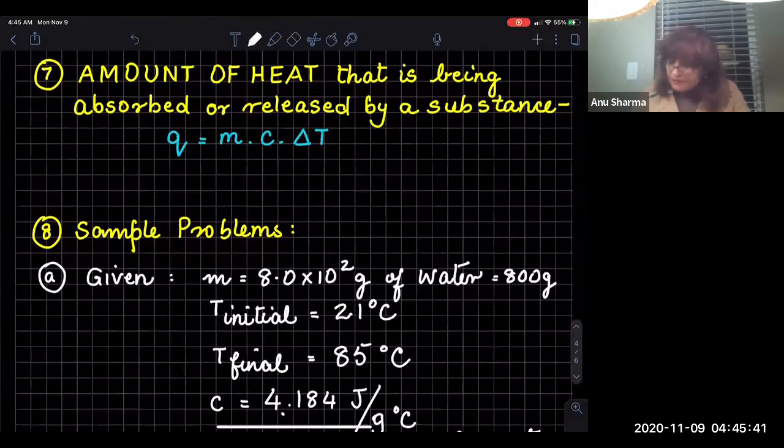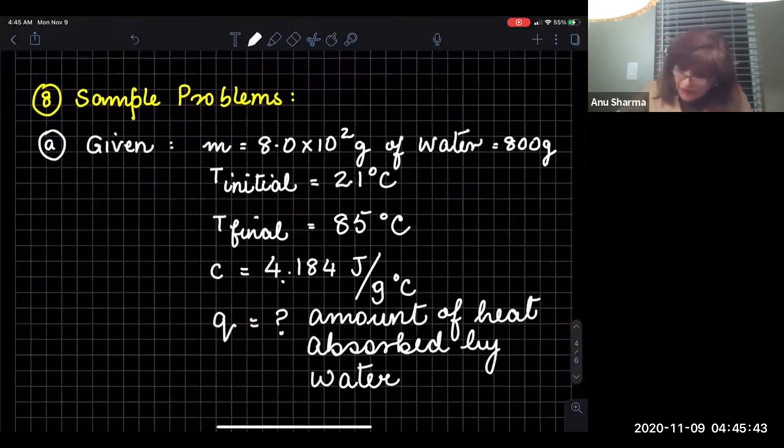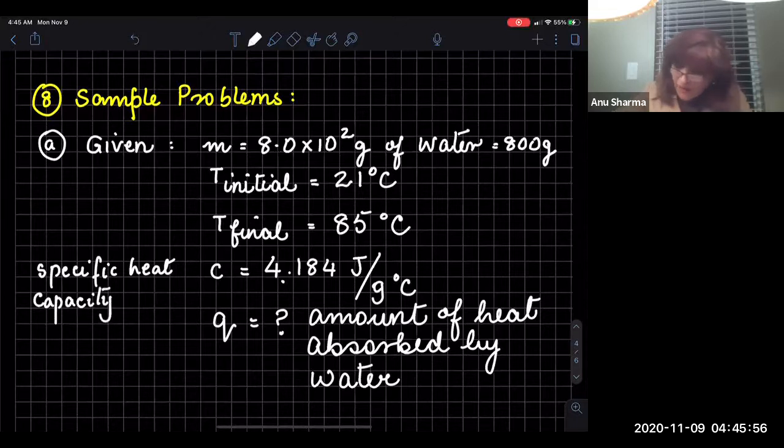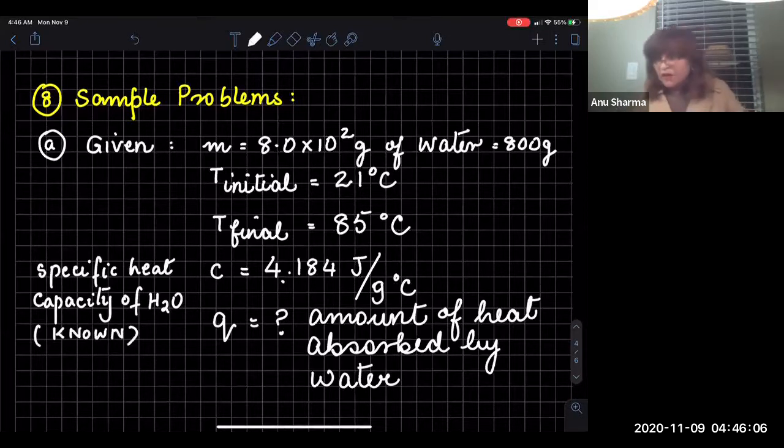C is the specific heat capacity, which is a known value. So this is the specific heat capacity of water, and this value is already known. Okay. All right. So you find the value of the amount of heat that the 800 grams of water had absorbed, which brought the change in temperature from 21 to 85.